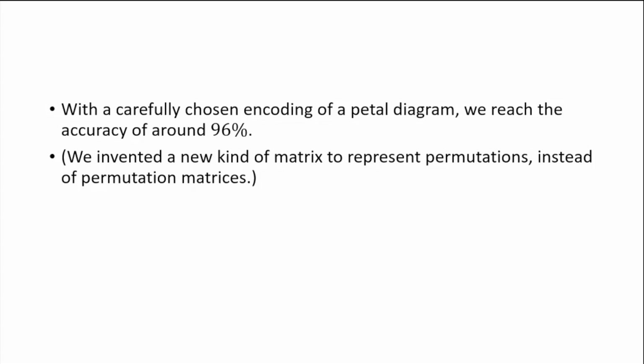In our experiments, accuracy was around 96% with relatively small diagrams, but also with a relatively small agent. And one thing in particular that we did, first we started feeding just the standard permutation matrices into the agent. It worked, but not as impressively as 96% accuracy. So we invented a new kind of matrix to represent permutations even better. So this is an example of pre-processing data. We are not solving the problem for the agent, but we try to encode the data in a way which is better for learning.